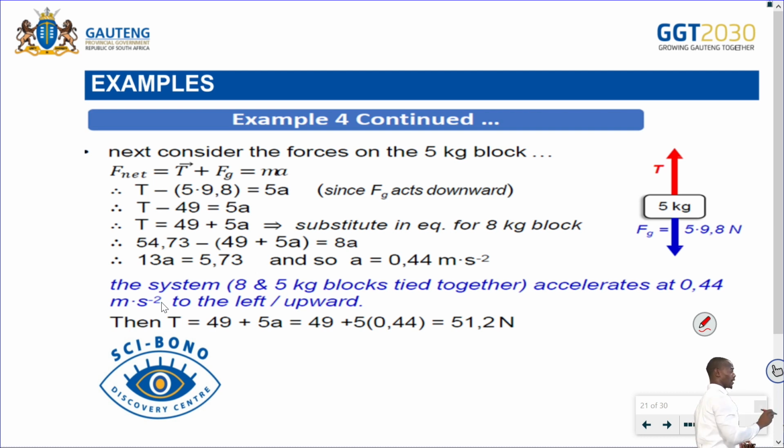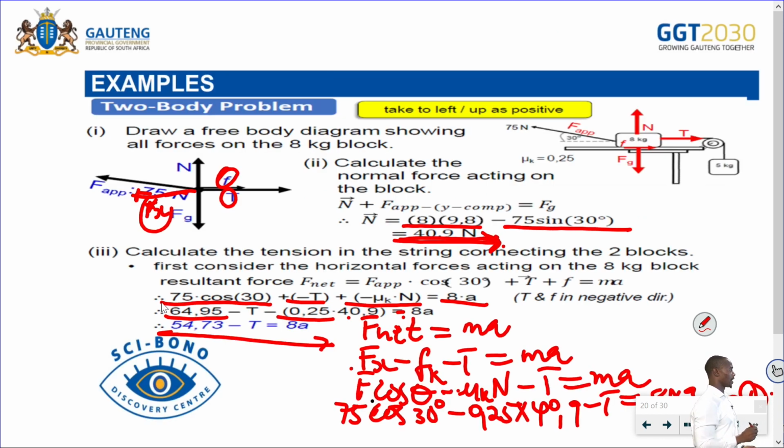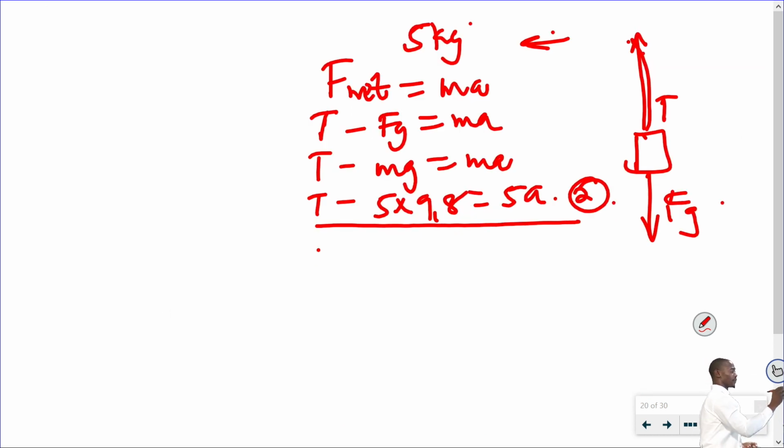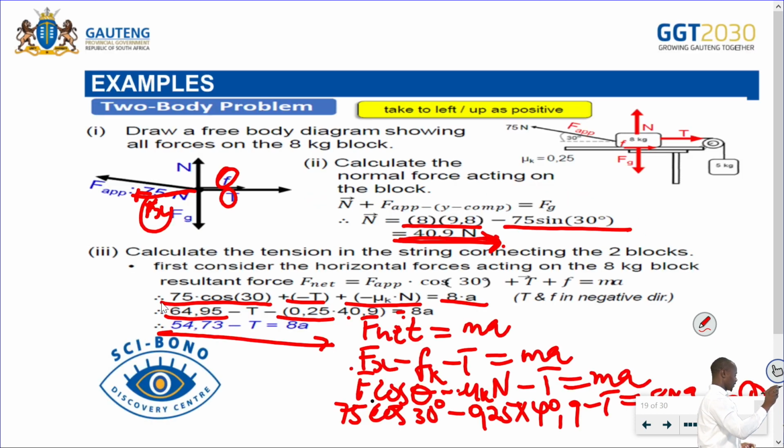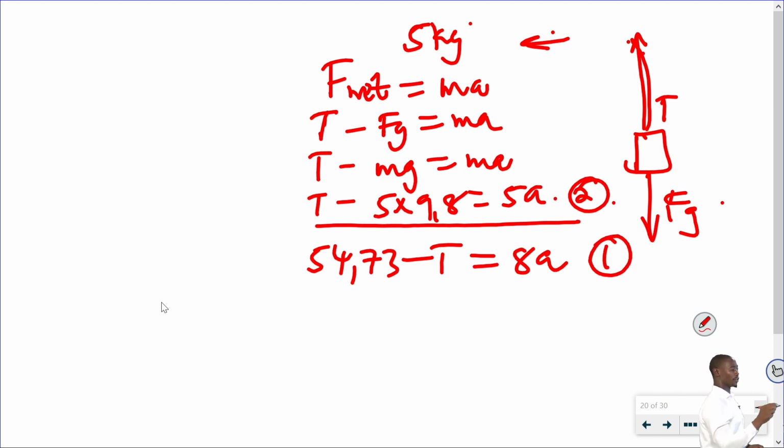For your first object, let's do this. For the 5 kilogram, I'm having this. And then for the other one, I'm having 54.7 minus t equals 8a. So it's 54.73 minus t equals 8a. So this is your equation 1.